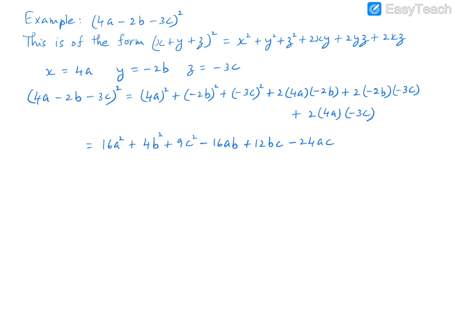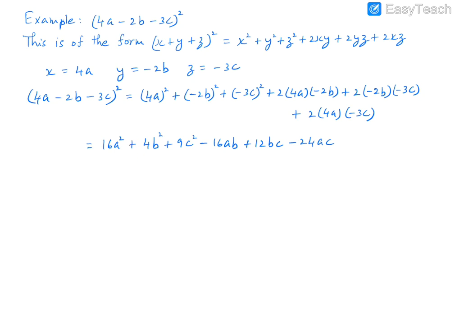So we have seen how we can use the identity to expand the given expression, which is (4a − 2b − 3c) the whole square. We just used the (x + y + z) the whole square identity and expanded this term. We just had to figure out what is in place of x, what is in place of y and what is in place of z, and just substitute them in the correct positions and evaluate the expression. So we get the resulting expression, which is our final answer.